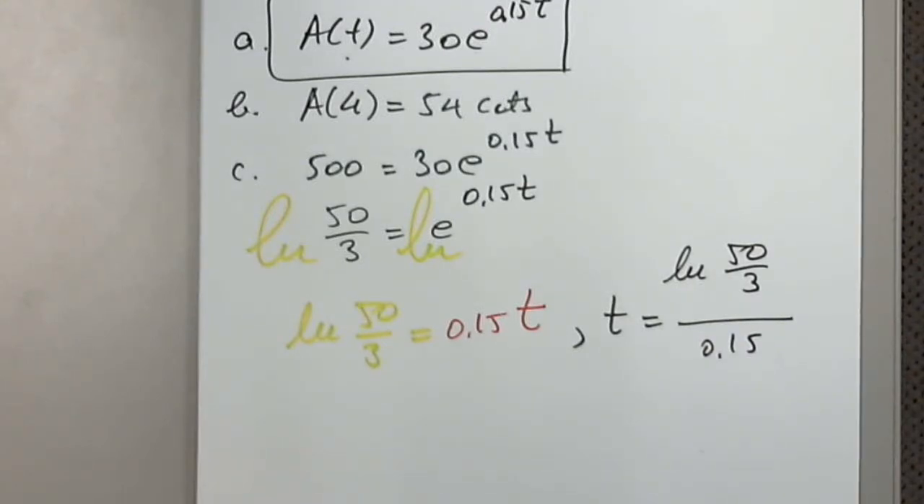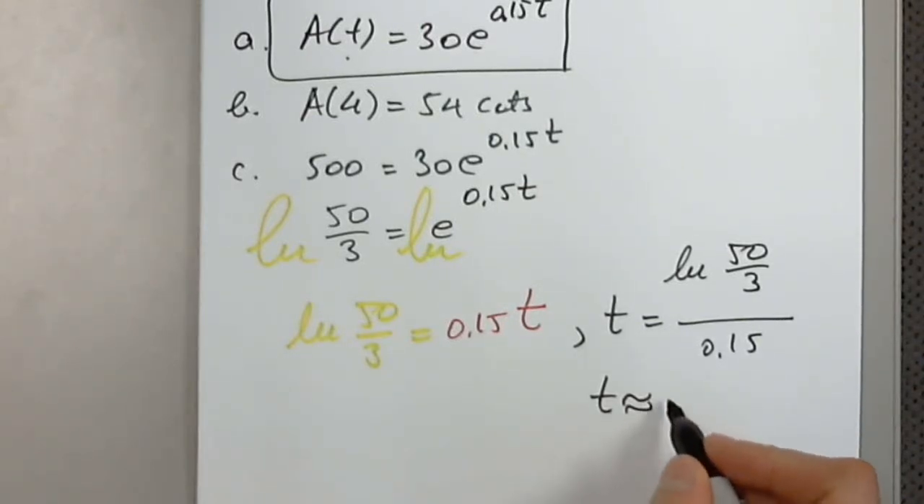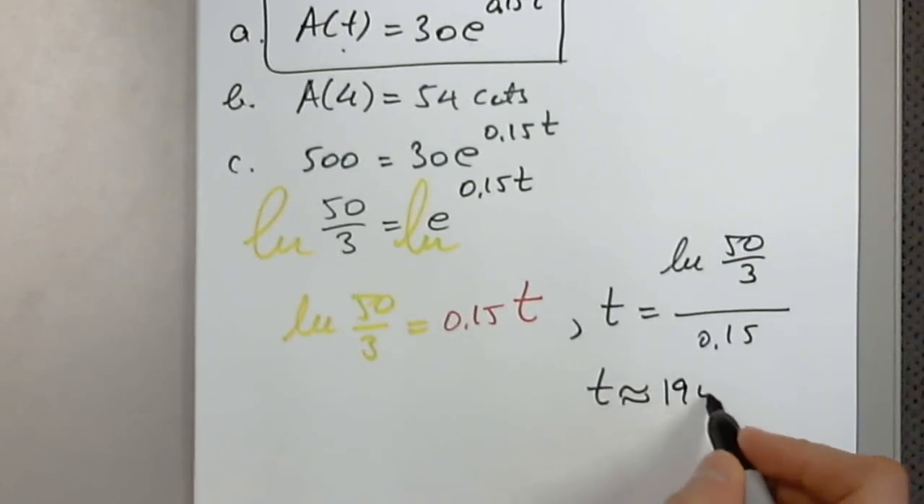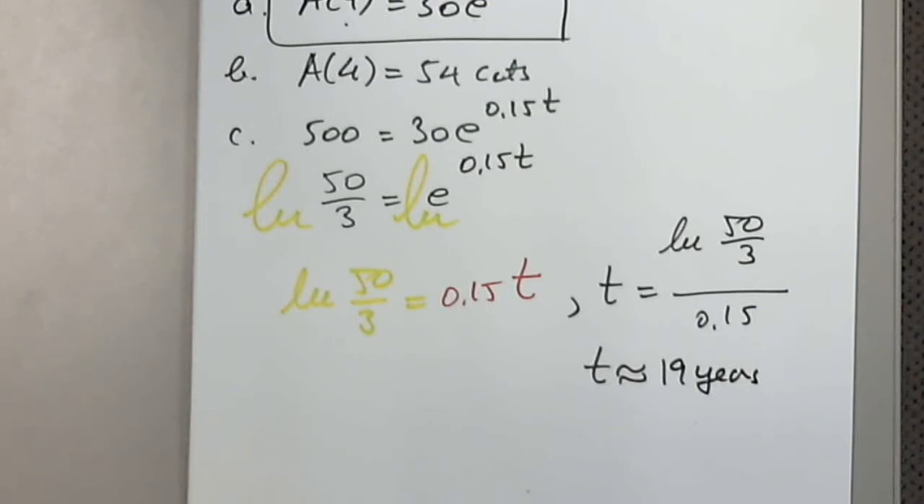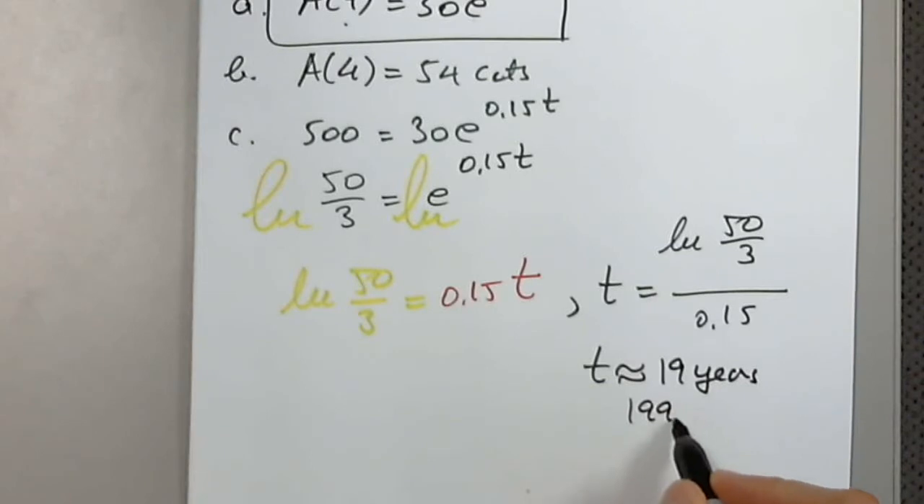So let's put it in the graphing calculator. Natural log of 50 divided by 3, and divide everything by 0.15. We got 18.7, so approximately 19 years. 19 years since what was it? 1999. Yes. So about nowish. Recently.